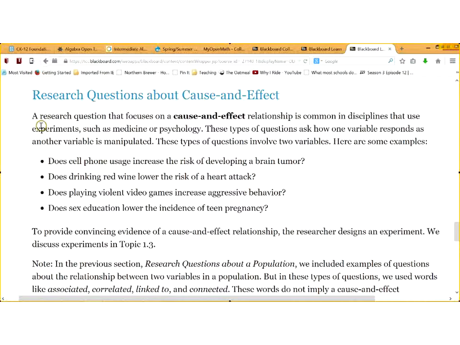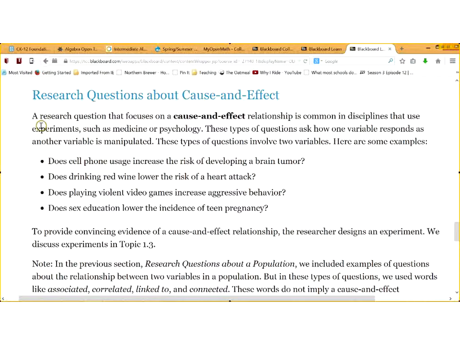So, for example, look at the first one. Does cell phone usage increase the risk of developing a brain tumor? It would be hard for us to create an experiment here because that would involve having some people use cell phones and having other people not. Well, over a long period, because certainly I don't think using one for a week or not using it for a week is going to have any impact.